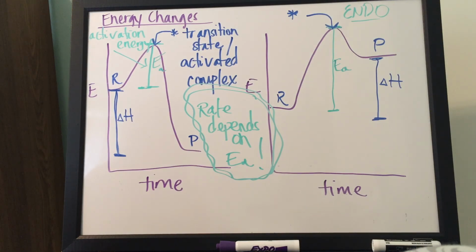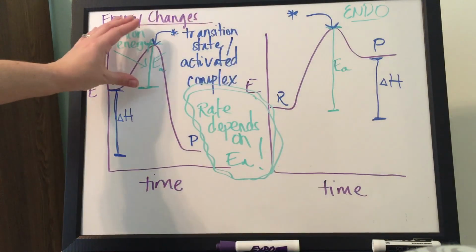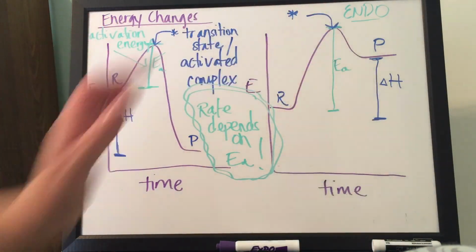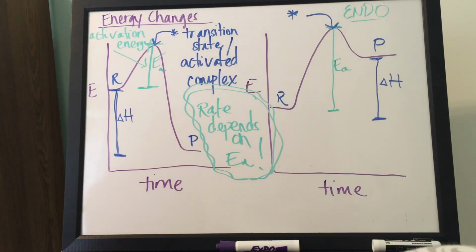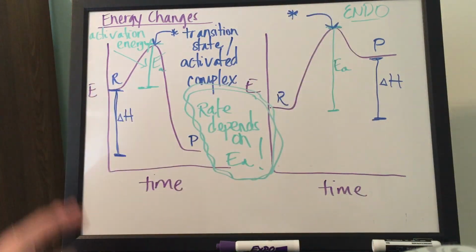So this one has a smaller activation energy. This one has a bigger activation energy. This one has a little hill to climb. This one has quite a mountain to climb. Which one do you think will happen faster? Answer, the one with the smaller activation energy. So this reaction will happen faster than this one based solely on the idea that this reaction has a smaller activation energy. Activation energy tells you a lot about rate.